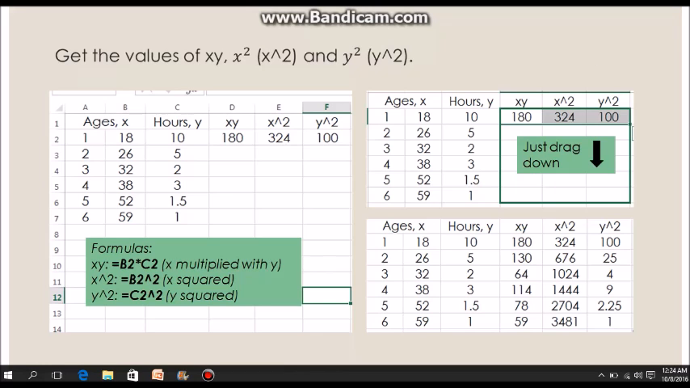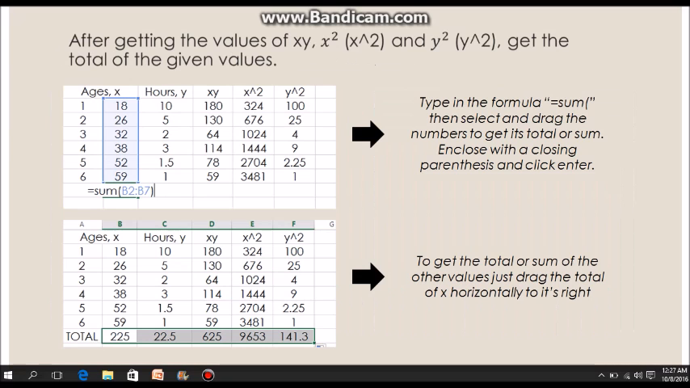Next, we have to get the values of xy, x squared, and y squared. For xy, we multiply x with y. For x squared, we square x. And for y squared, we square y. To make it simple, just select the values and drag them down to get the values of xy, x squared, and y squared of the other data pairs.